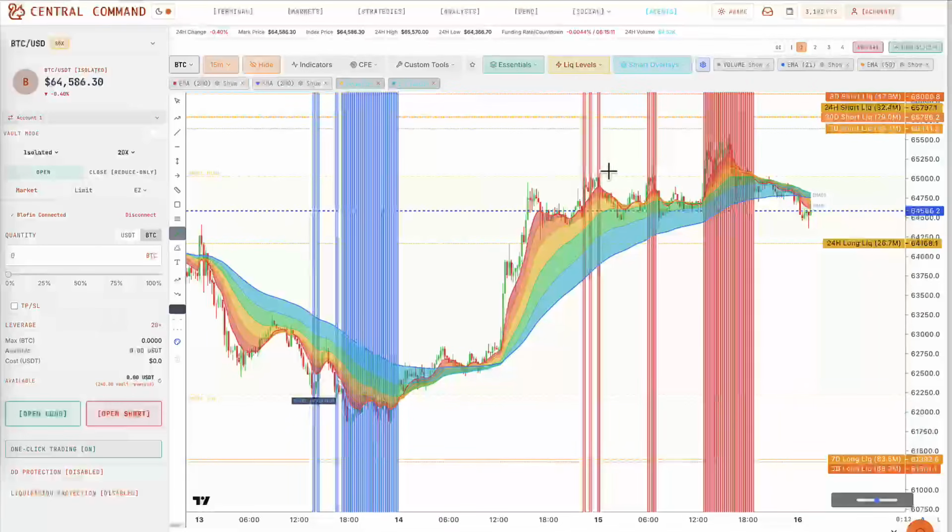So we've had the red and a little bit here, the big red over here. So this is a warning. Number one, not to be longing into this because it's overheated. Number two, if you had open longs from down here, to consider closing those. And number three, now we have the inverse signal for a potential short.